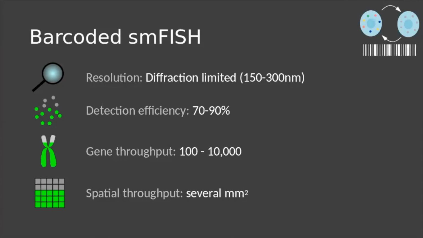The gene throughput, since 2 months ago, it's now up to 10,000. And I think there is not much limitation to go full transcriptome if they want. The spatial throughput is low, several square millimeters.